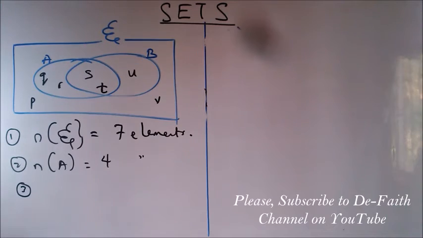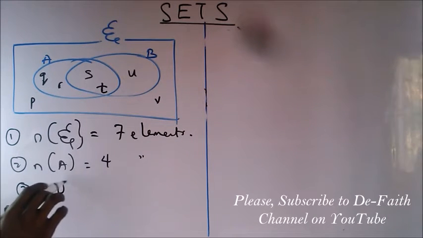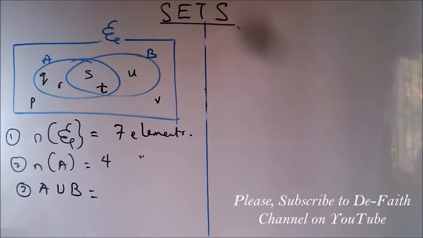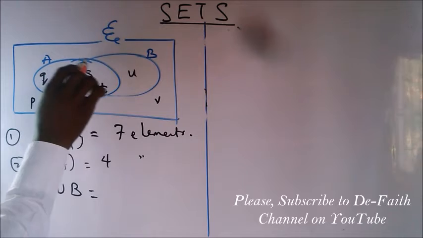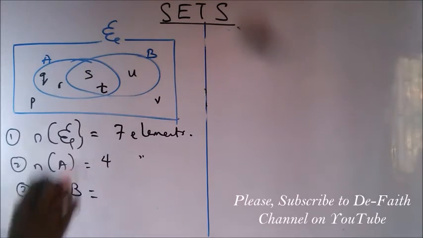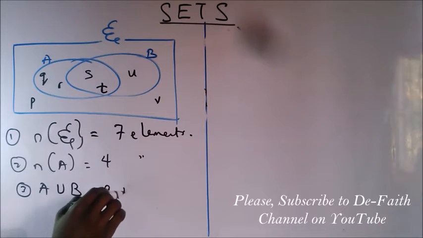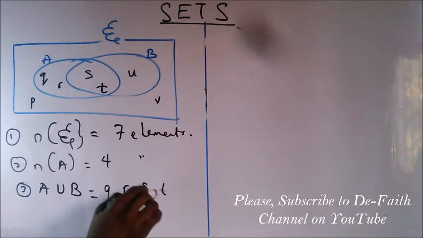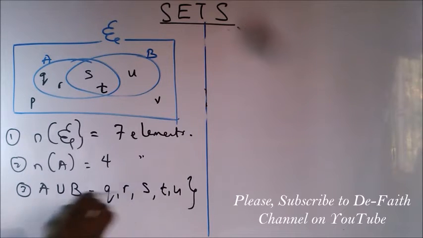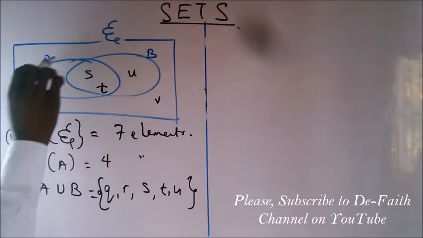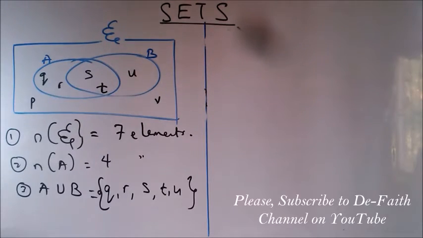Number 3, we have to list the elements in A union B. A union B means all that we have in A and B together. We have Q, R, S, T, and U. These are the elements in A union B without repetition.